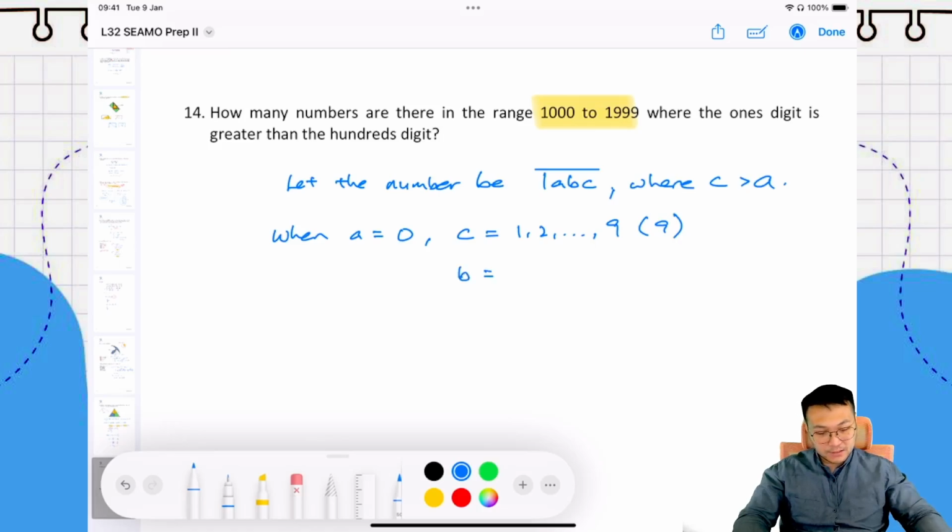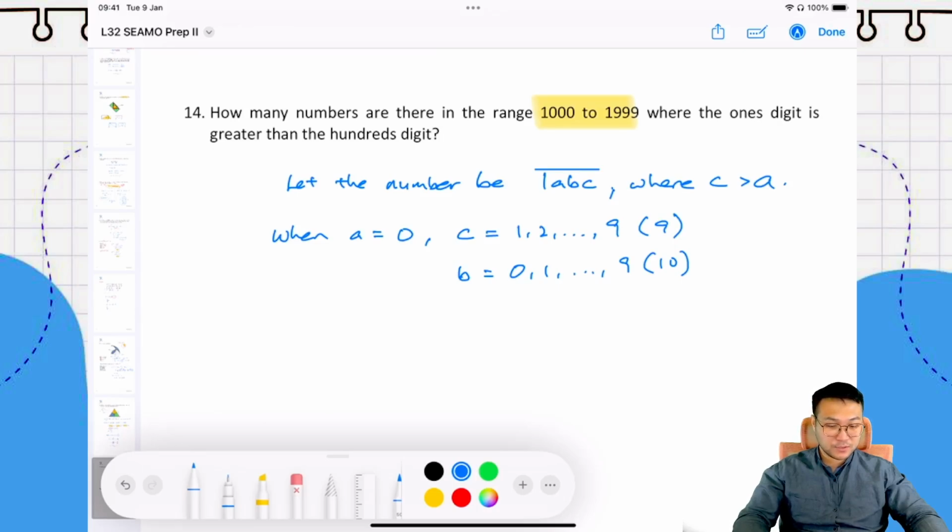What is the value of B? Can B be anything? Does it matter what B is? It doesn't matter. So can it be anything? Yeah. 0, 1, 2, 3, 4, 5, 6, 7, 8, 9. How many options are there? 9. No. 0 to 9? Oh, 10. So how many numbers are there altogether?